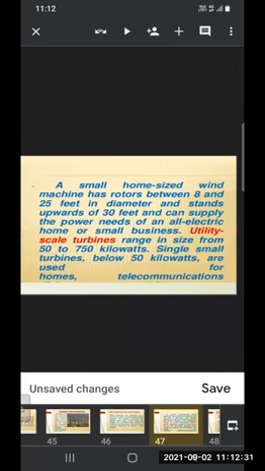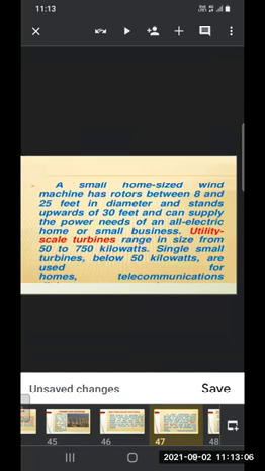A small size wind machine has rotors between 8 and 25 feet in diameter and stands upwards of 30 feet, and can supply the power needs of an all electric home or small business. Utility scale turbines range in size from 50 to 750 kilowatts. Single small turbines below 50 kilowatts are used for homes and telecommunications.